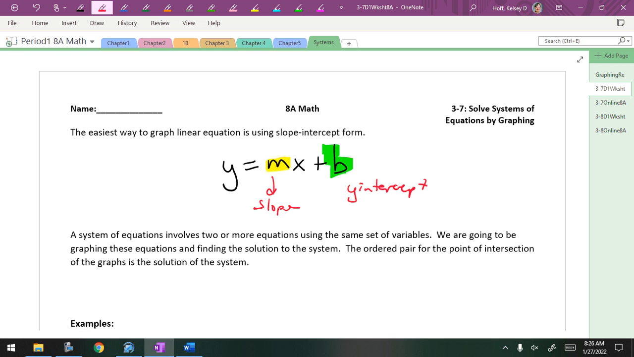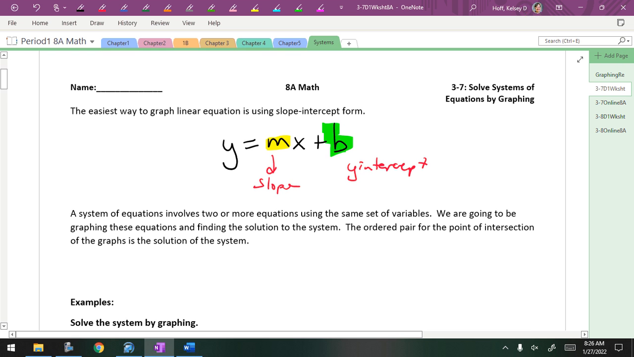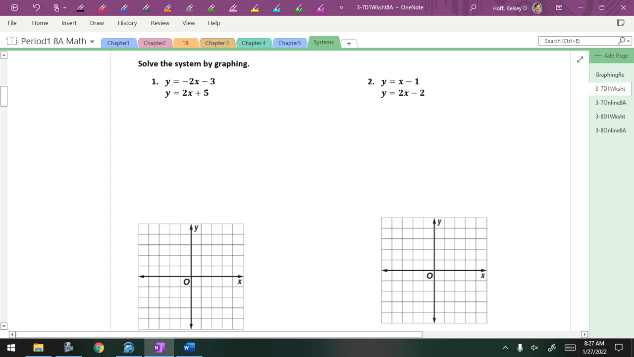Today we're going to have a system of equations, which means we're going to graph two lines. And we have to find the point of intersection, or the point where they cross. Today you want to put as many points on your graph as you possibly can to make sure that your line is super accurate. So let's go down here to number 1.